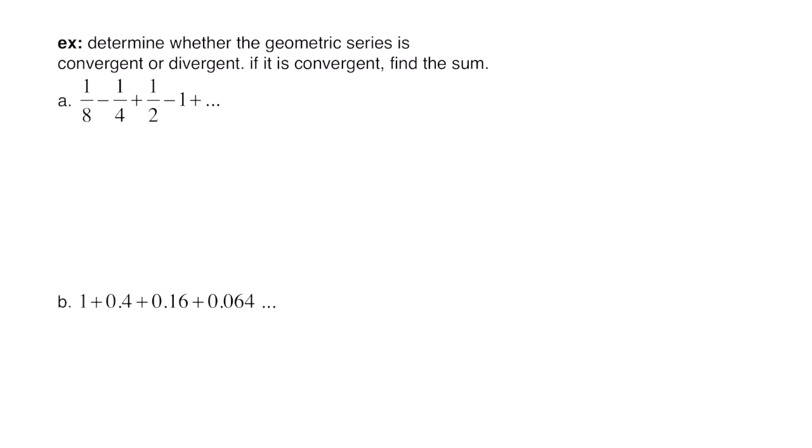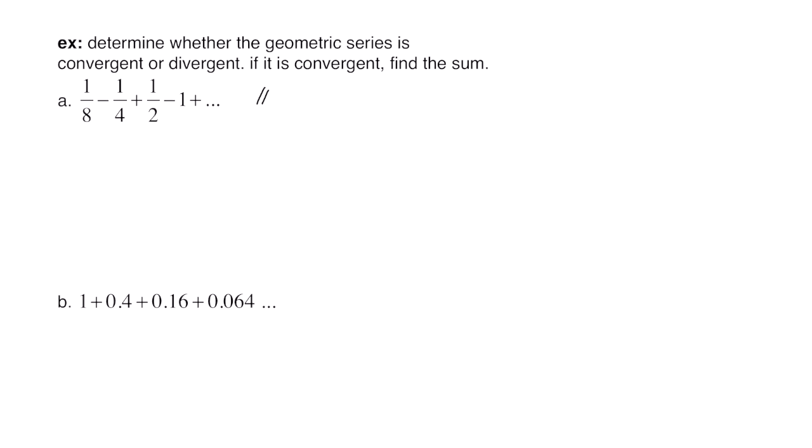So for part A, we have 1/8 minus 1/4 plus 1/2 minus 1 plus ... So for a geometric series, the first thing we want to identify is our common ratio, or R. So R is the number that we're multiplying by to get from one term to the next. So sometimes you can just look at your series and you can go, oh yeah, from 1/8 to -1/4, you're multiplying by whatever the number is.